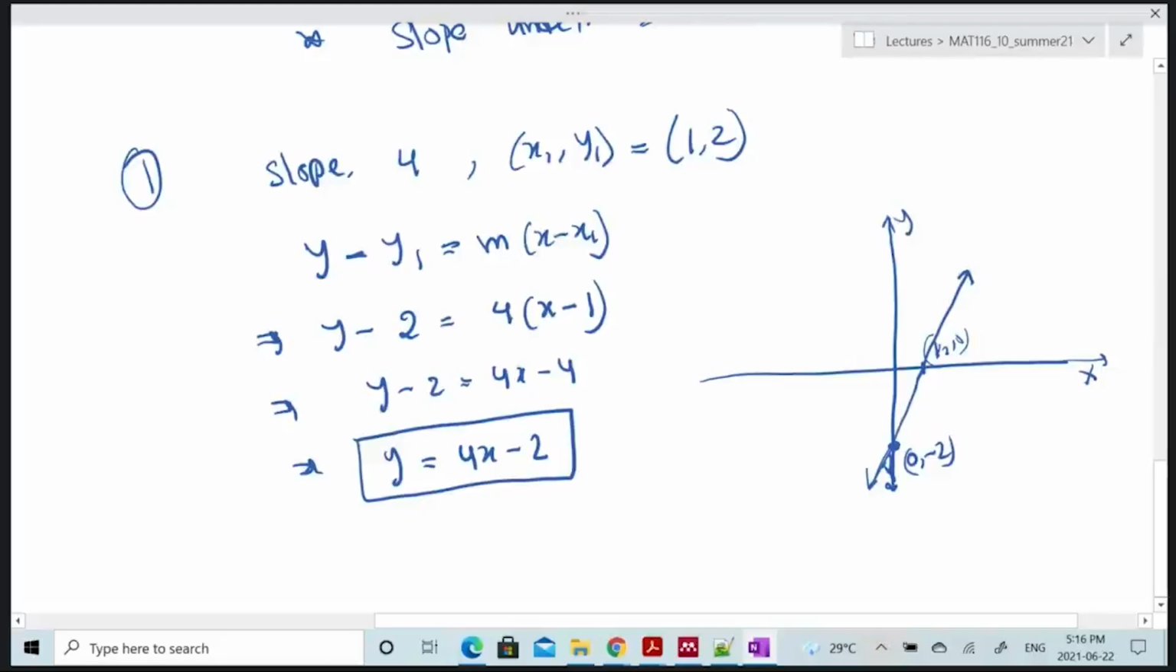Easy. That's it. If you ever wonder whether you got the equation right, the easiest way to double check it is to substitute the point here. If you see that the point satisfies the equation, then you can say that yes, the equation you got is right. If you substitute x equal to 1 here, you're going to have 4 minus 2, so the right hand side is 2, and the y value is given as 2. So we are good.